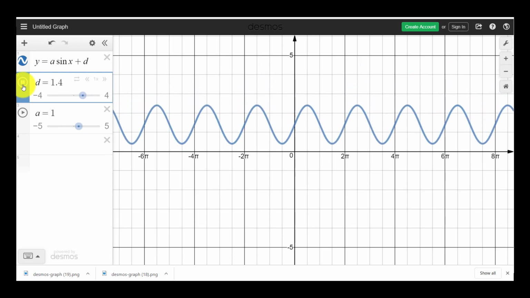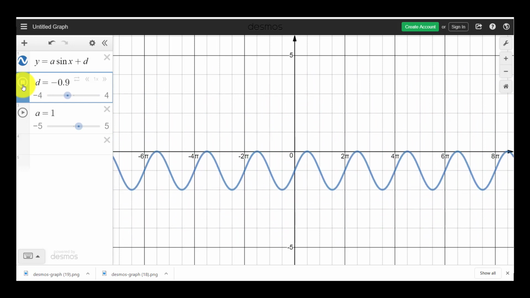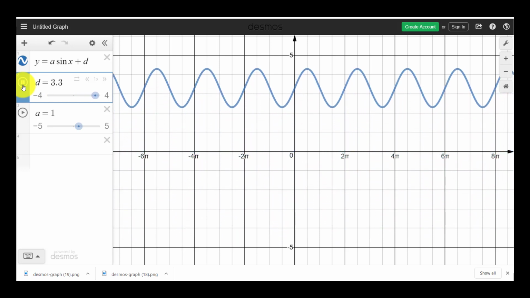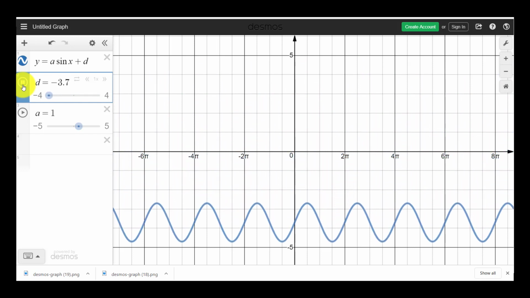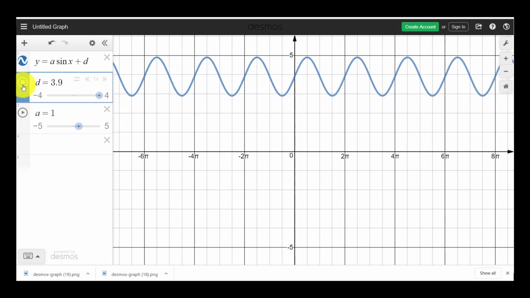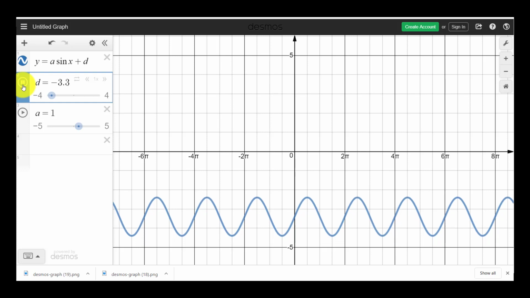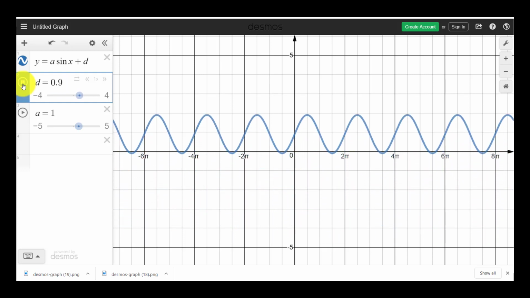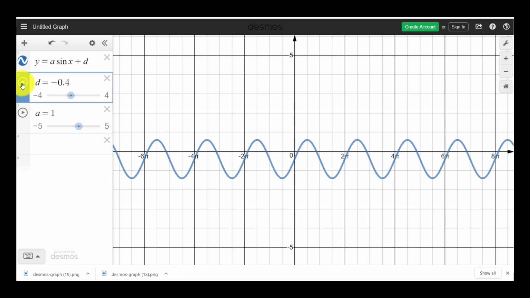So D has this vertical transformation effect, which is amazing because that is what D did on the other functions. If you change your D value, it lifts the function up or drops it down, but it does a movement, a translation or a shift, and it does it vertically. So that's really cool. So I'm going to stop D now. I'm going to set D back as 1.